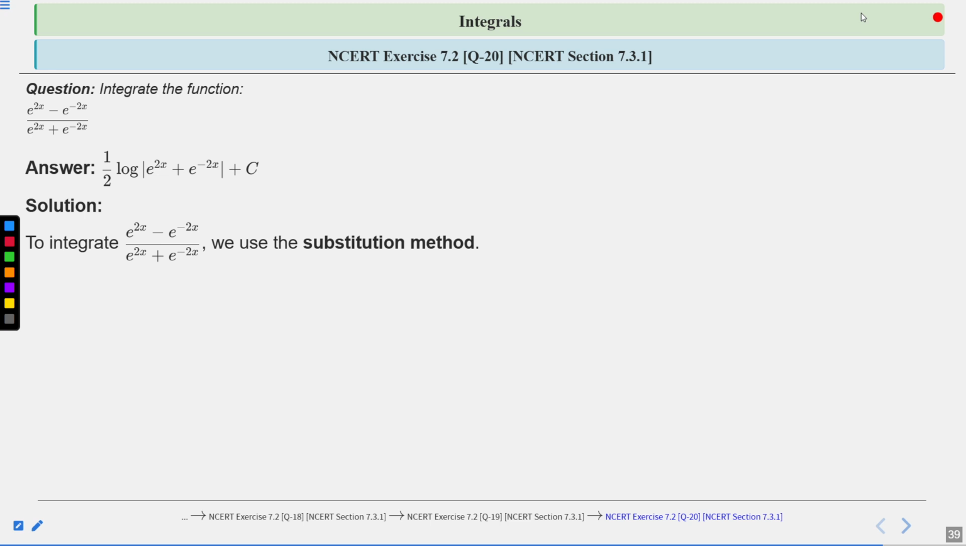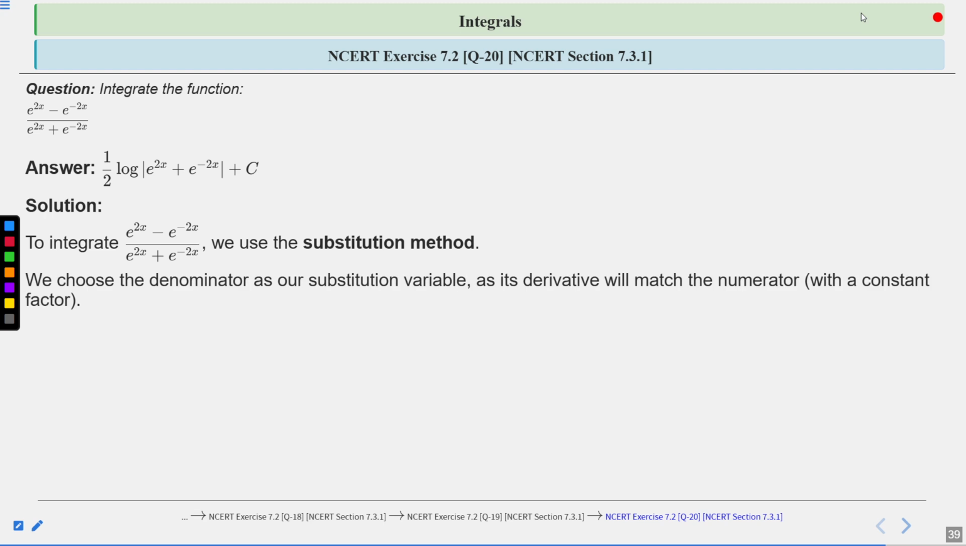To integrate e to the power 2x minus e to the power minus 2x upon e to the power 2x plus e to the power minus 2x, we use the substitution method. We choose the denominator as our substitution variable, as its derivative will match the numerator with a constant factor.